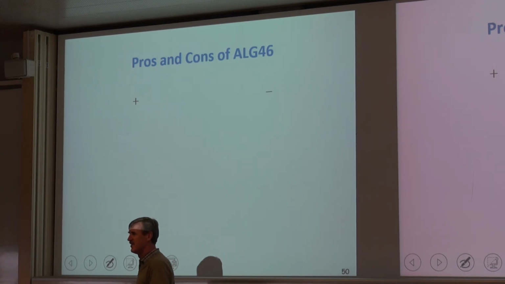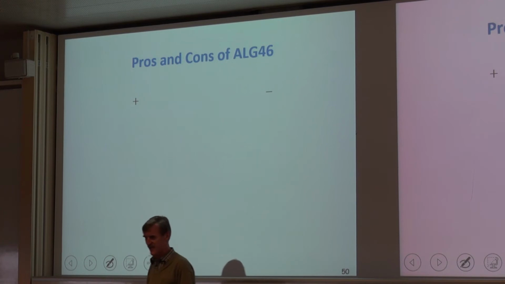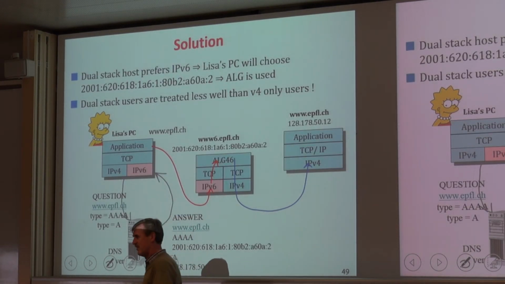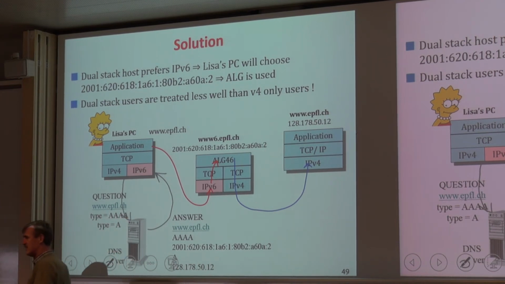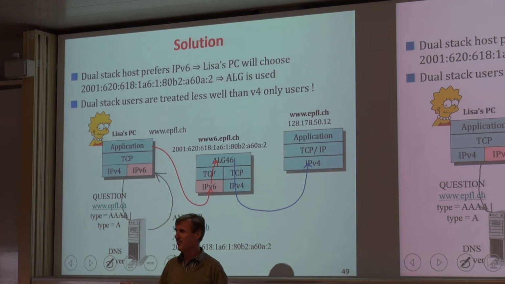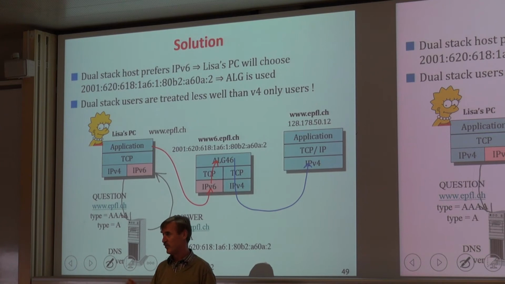Yes? Can we put a flag in the answer from the DNS server to Lisa's PC, saying that this is a gateway, not the... Yes, we could put something like a preference field, like in BGP or something in the DNS to say, I have both, but one of them should be preferred. Yes. Perhaps that will come. Perhaps you should propose that to IETF to put this preference. That's a good idea.